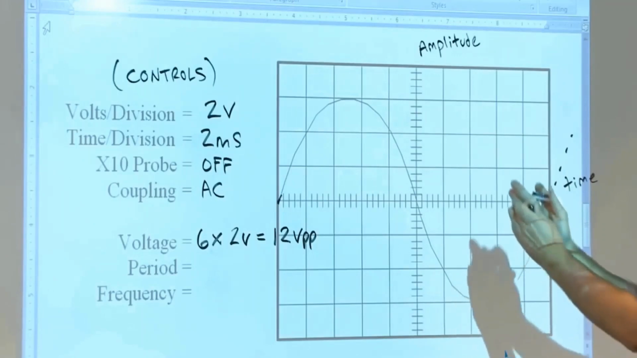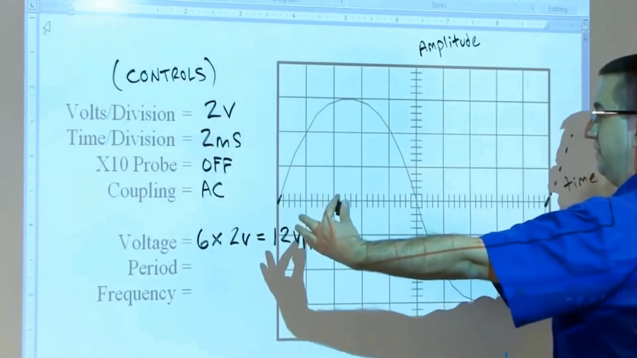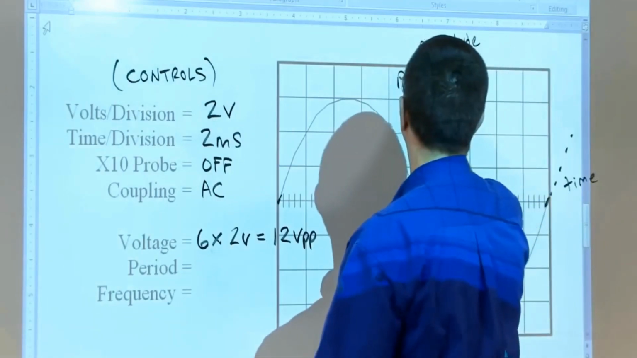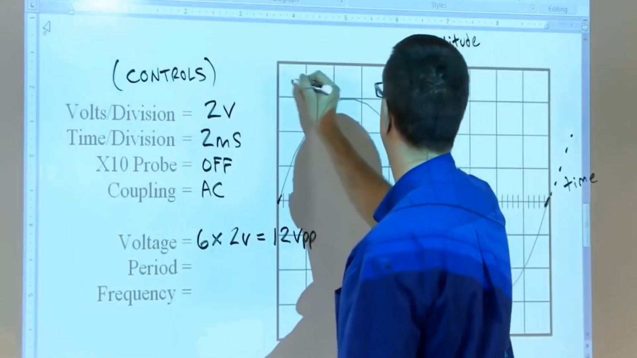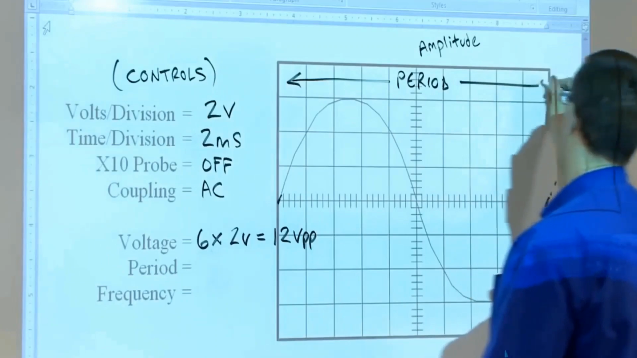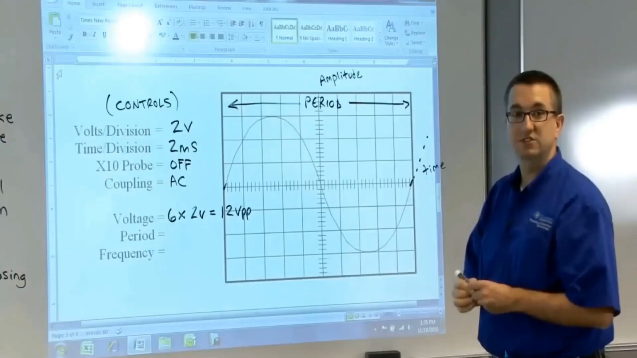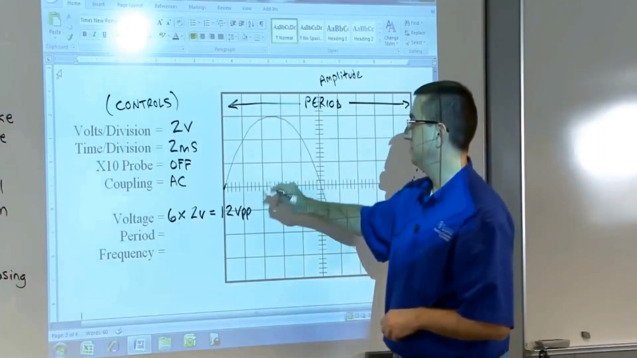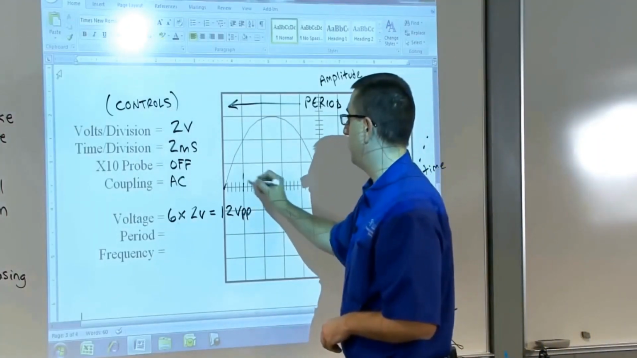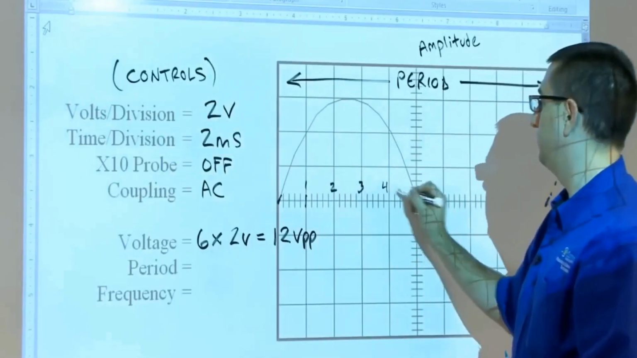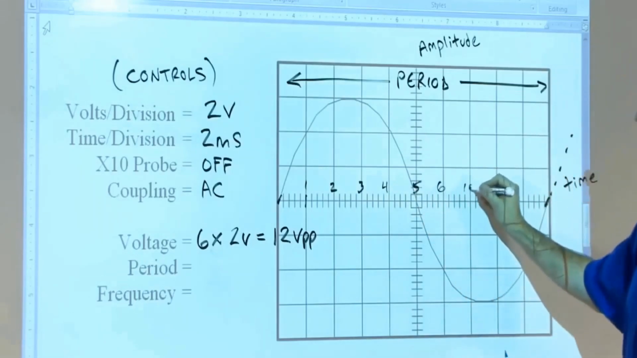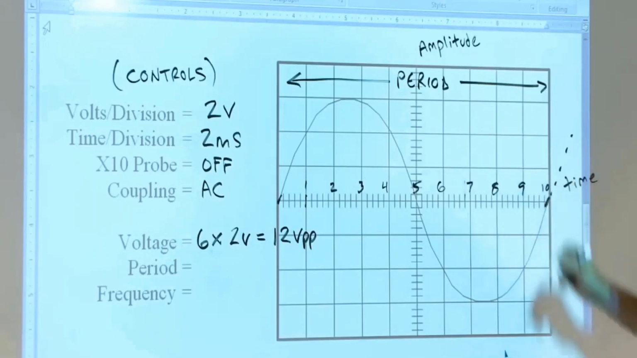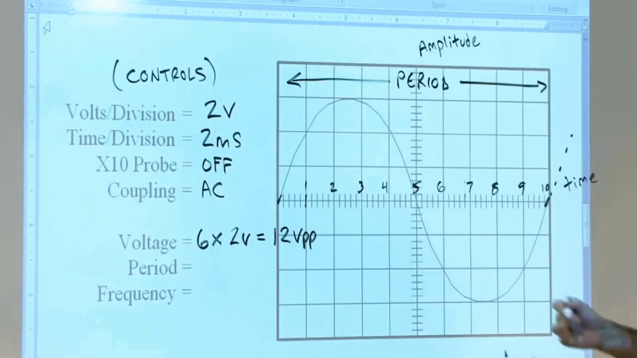But we can see this takes up one full screen for a time period. This is going to be my period. From where it starts to where it finishes and starts over again. So in this case, I'll just kind of count these for you. There's 1, 2, 3, 4, 5, 6. And as you get used to these, you can just kind of do it on the fly. There's 10 full divisions.